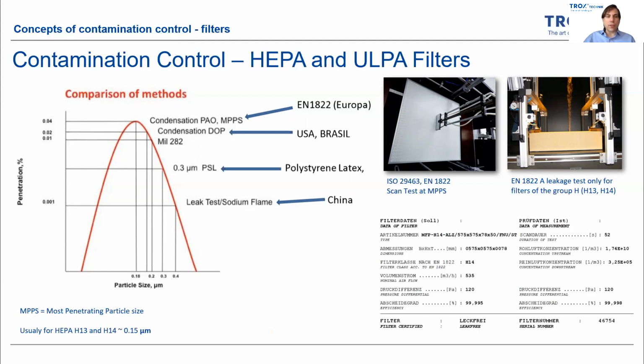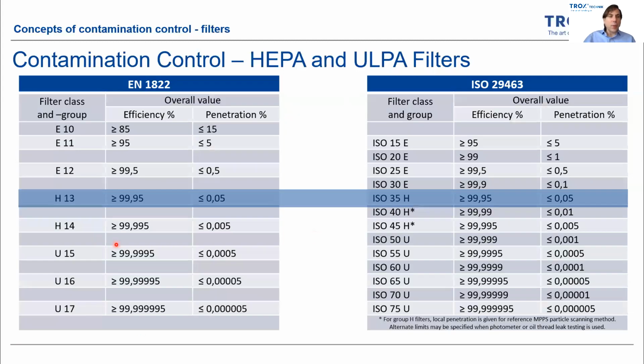So looking into the classification of the filters, we have the EN standards like an H13 has 99.95%, and in the ISO it will be an ISO 35 H. But it's the same filter, just a different name. So the countries that adopted the ISO will show it like that, and Europe still shows it with the H13.